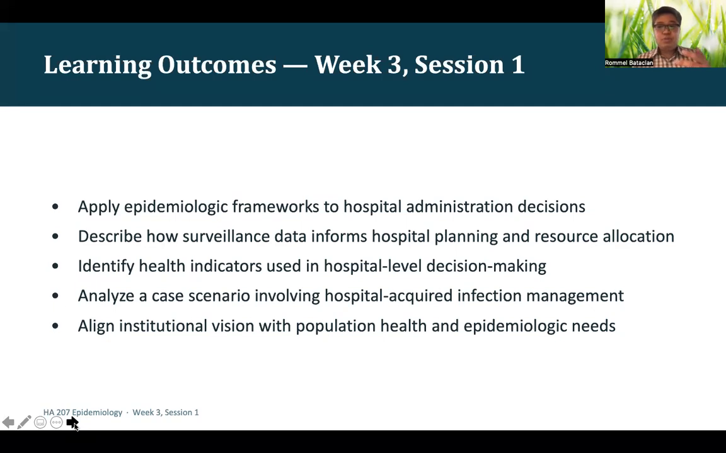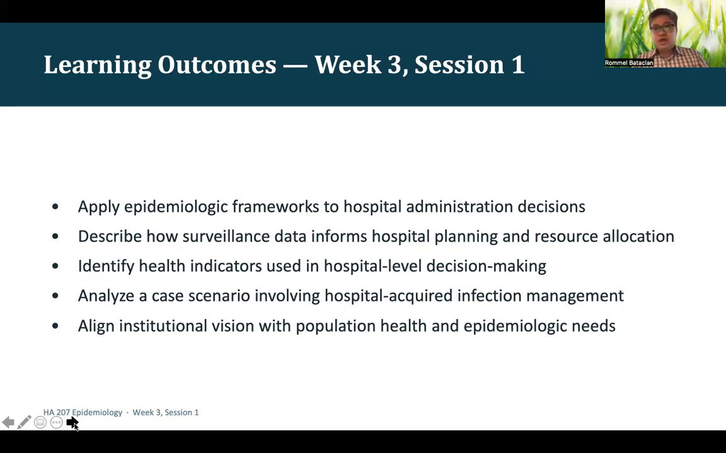Second is how surveillance data informs the hospital in regards to the planning and resource allocation. While surveillance is primarily for public health agencies, these data can also be used by the hospital, and the hospital can also generate this surveillance data. And you should be able to use the data that you can get from these various surveillance methods.